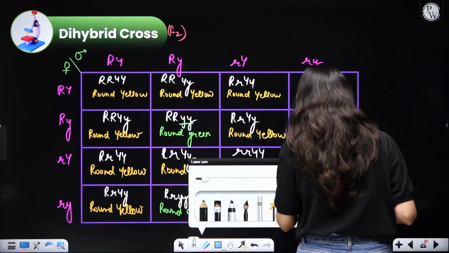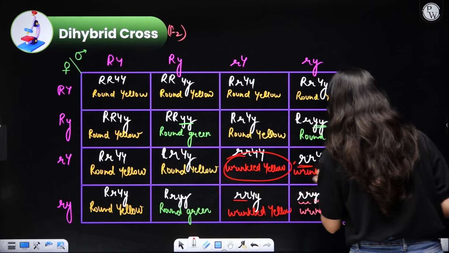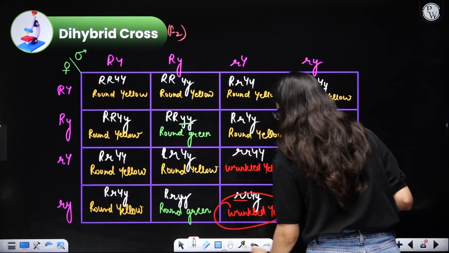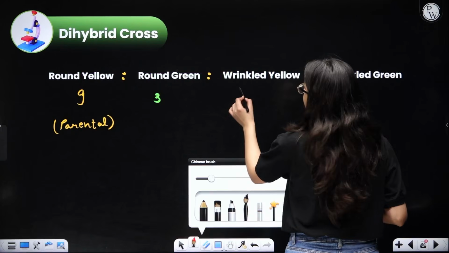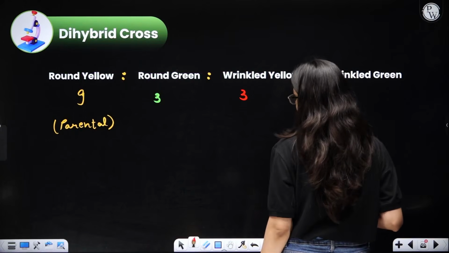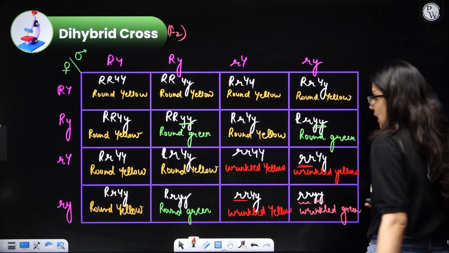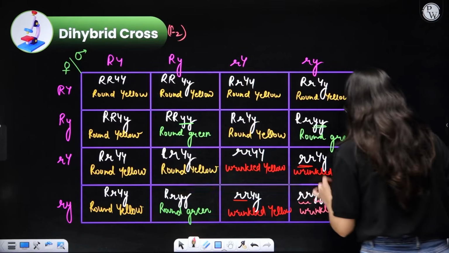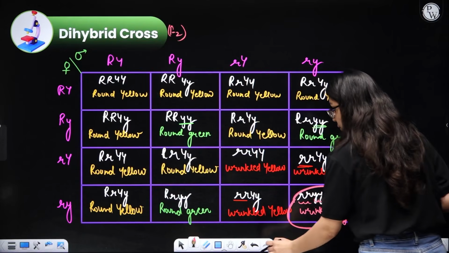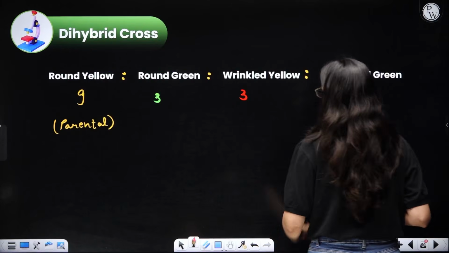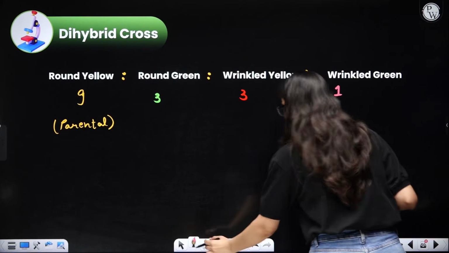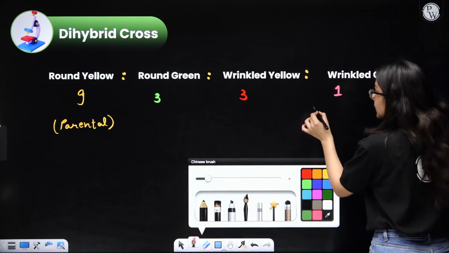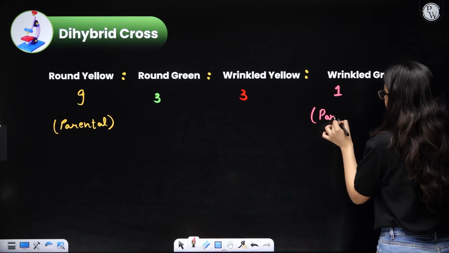If you look closely over here, you will find 1 wrinkled yellow, 2nd wrinkled yellow and 3rd wrinkled yellow. So there are ideally 3 wrinkled yellow that are easily visible. Talking about wrinkled green, how many wrinkled green are present over here, beta? Only 1 wrinkled green is seen. So that means there is 1 wrinkled green, which is also parental because the parent was also wrinkled green. So these are the parental combinations.